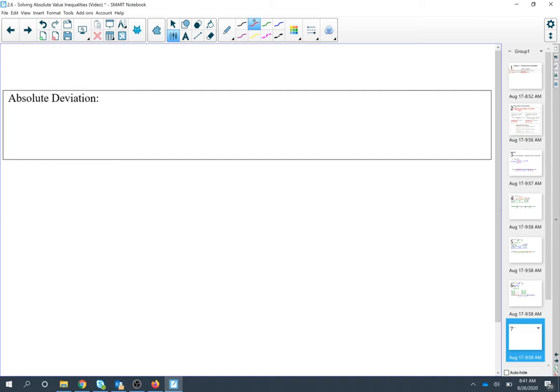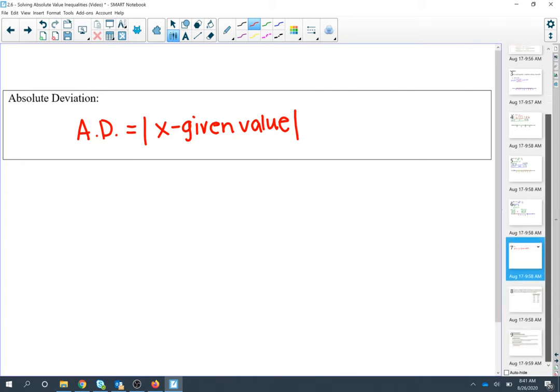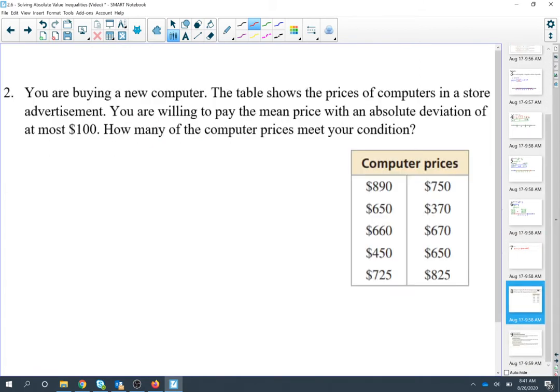Absolute deviation. Now, absolute deviation is an application of what we're dealing with here, and I'm going to abbreviate. Absolute deviation is the absolute value of the difference between x and a given value. Now, what does that actually mean? So we're going to use the next example to try to figure that out.